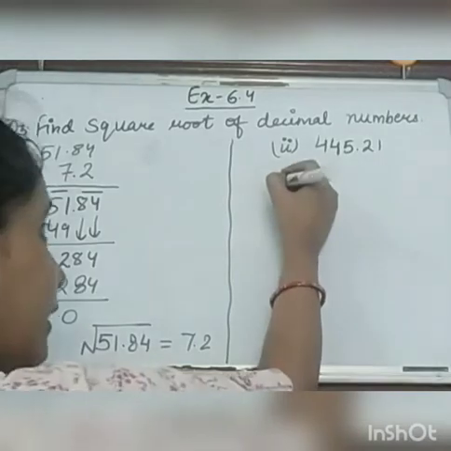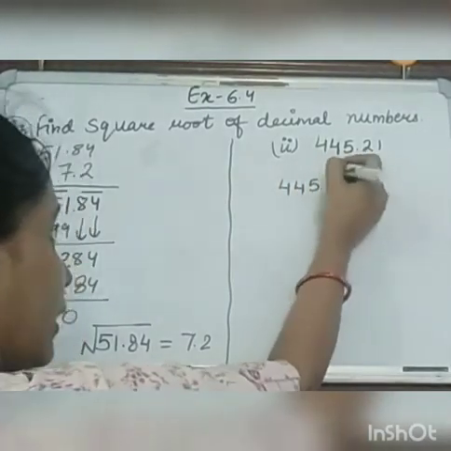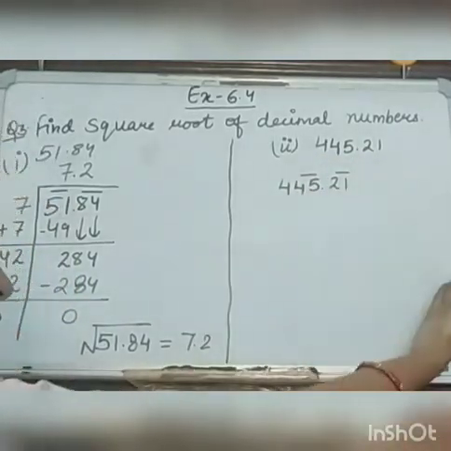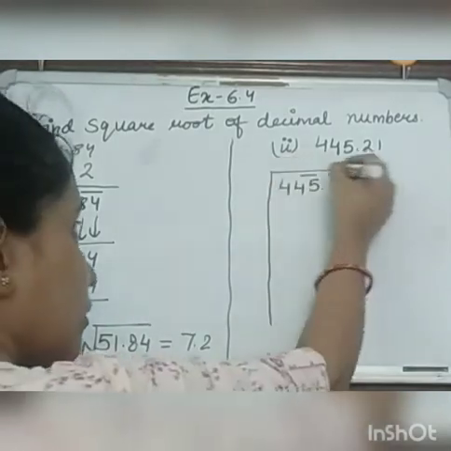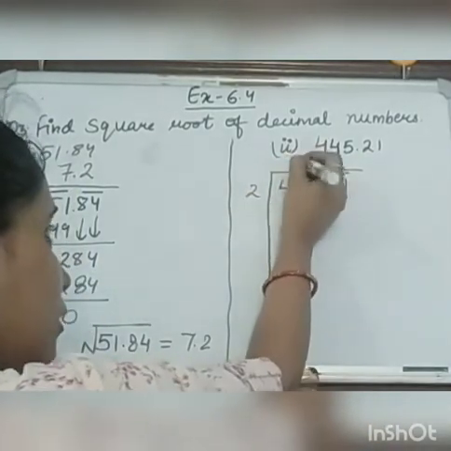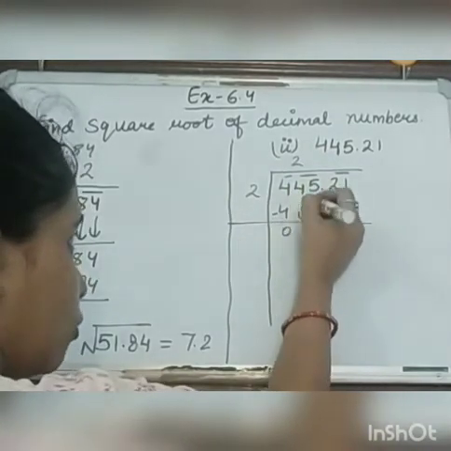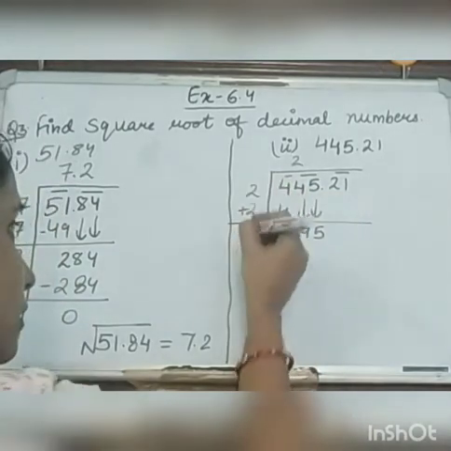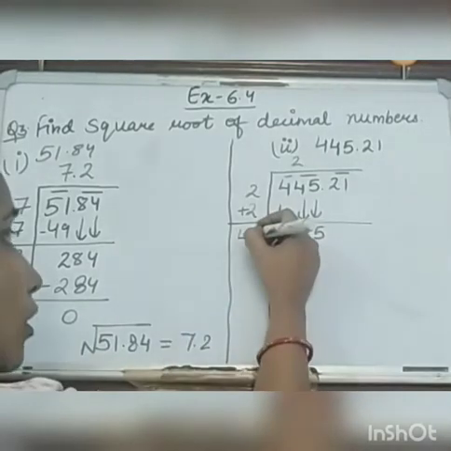Now let's take this one number, 445.21. Again we will pair up. We will start pairing from the right hand side. Okay. This one, 2 2s are 4. It will be 0, and the whole pair we will write here. This 2 we will add. It will come 4.